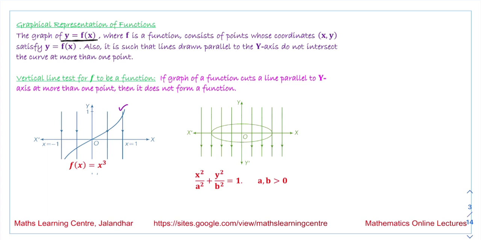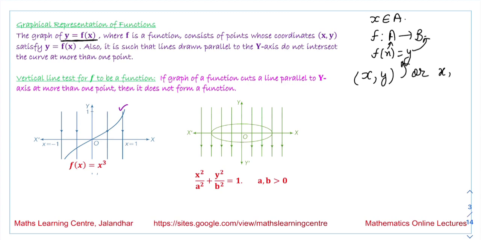We have already seen that x belongs to some set A, and we have a function defined from A to B. Then we say f(x) is equal to y, where y is an element of B and x is an element of A. The points we obtain from this, that is (x, y), which satisfy f(x) = y, or we write it as (x, f(x)), are the coordinates.